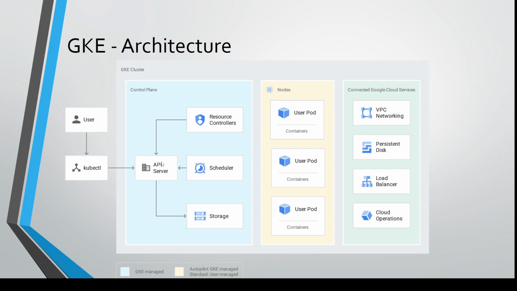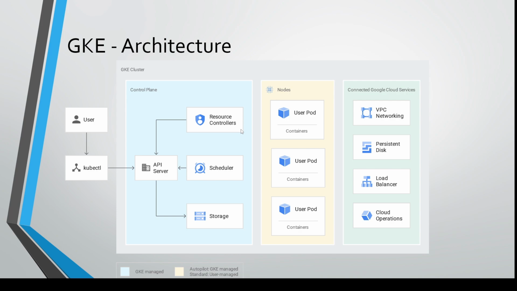It's the main entry point, the main service as part of the control plane. Next is the resource controller. What the resource controller does is make sure the cluster is always maintained in the desired state. That is one of the main mottos of Kubernetes.